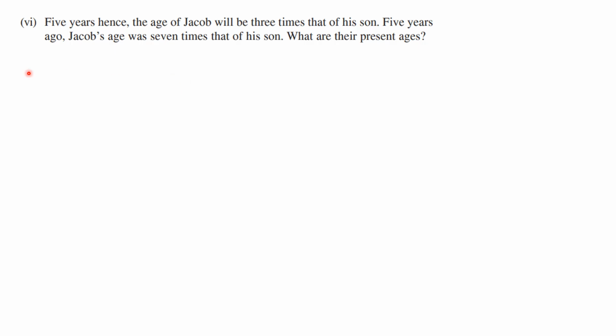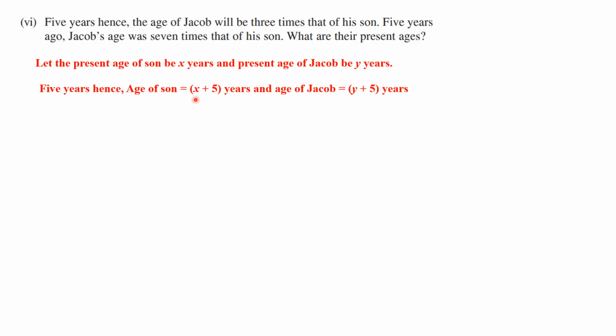So here first of all we don't know the present age of Jacob as well as his son. So we'll first assume: let the present age of son be x years and present age of Jacob be y years. Now if you read the first statement, it says 5 years hence. What is the meaning of 5 years hence? 5 years hence means 5 years after. So suppose whatever is your present age, if someone asks what is your age after 5 years, obviously you have to just add 5 to your present age, isn't it? So after 5 years, the age of son will be x plus 5 years and age of Jacob will be y plus 5 years. This is the meaning of this term 5 years hence.